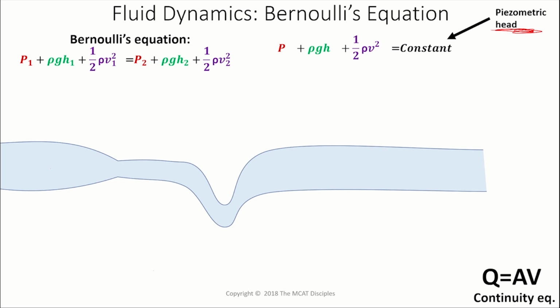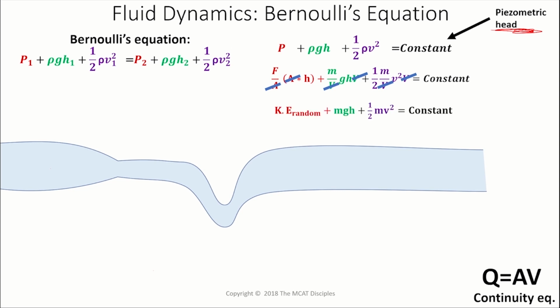But just showing you how this is conservation of energy. If you multiply the terms here by volume, you start canceling out some stuff. You cancel out the area on the red term, and on the green term you cancel out that volume, and on the purple term you cancel out that volume. What you end up getting is energy: plus mgh, the potential energy, plus 1/2 mv squared, the kinetic energy, is constant.